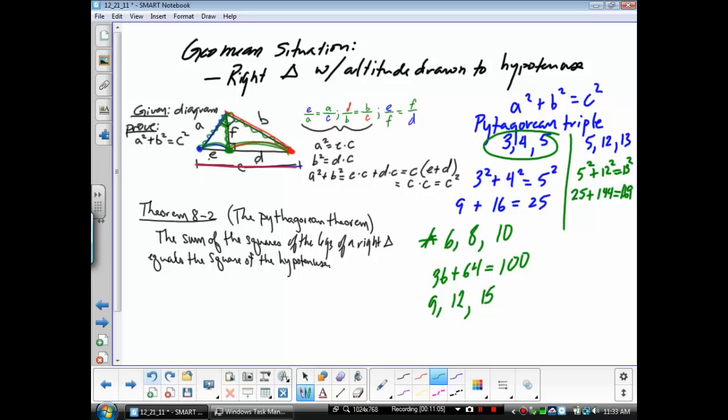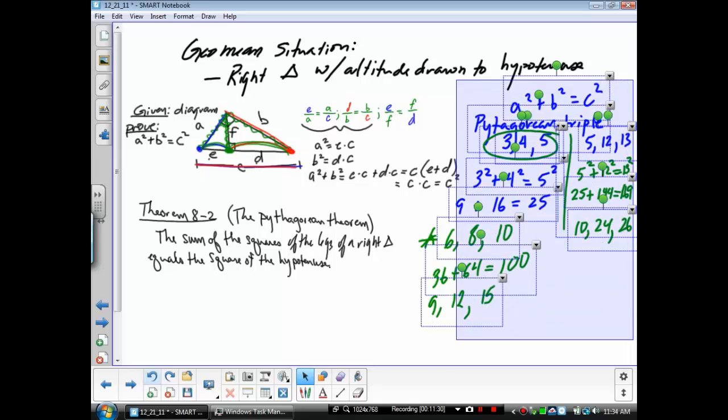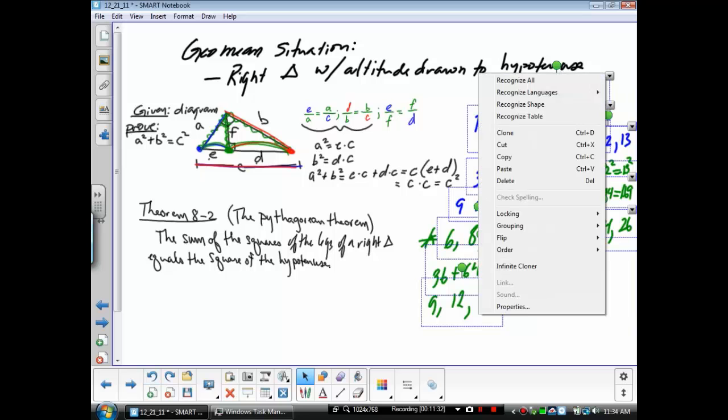As does 5, 12, and 13, the same thing. If I multiply them all by 2, I have 10, 24, and 26. Another Pythagorean triple. Now there are other Pythagorean triples, but I'm going to stop with that idea right there. It's enough that you kind of understand what it means. Now, an example problem, and then we'll leave the Pythagorean theorem and let you work on your assignment.